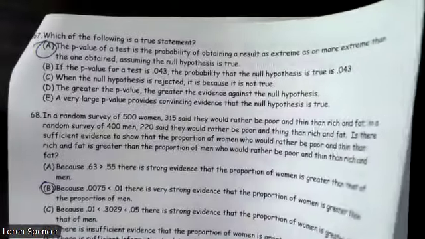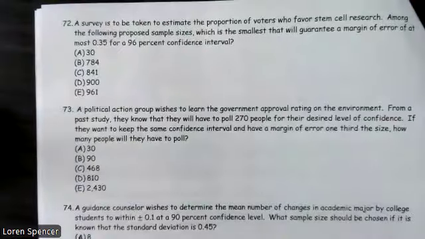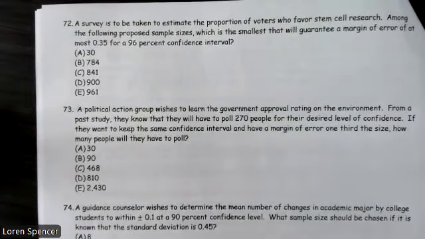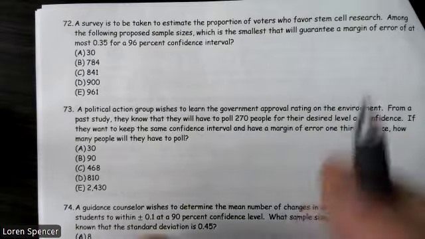All right, moving on to 72. A survey is to be taken to estimate the proportion of voters who favor stem cell research. Among the following proposed sample sizes, which is the smallest that will guarantee a margin of error at most 0.35 for a 96% confidence interval?